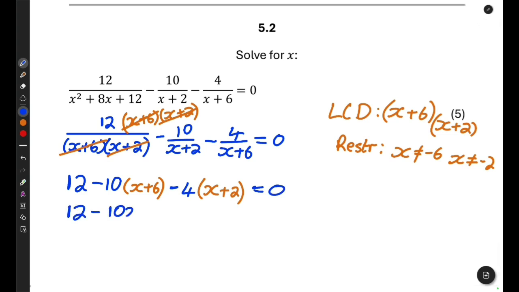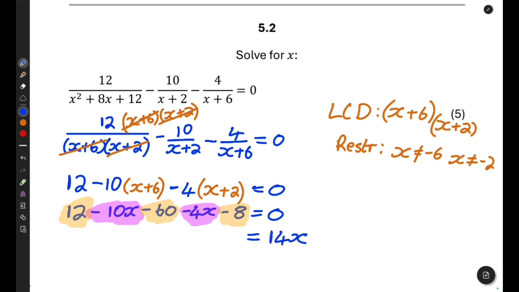So minus 10x minus 60 minus 4x minus 8 is equal to 0. Get the x's on one side. Both of them are negative, so I'm going to move them to the other side, and that will give me 14x. And then the other one, big numbers. And that is actually minus 56, and that is a multiple of 14. So if I divide, I am going to get minus 4. Now, I just need to check my restrictions, and luckily it's not one of them. So I am safe. That is the answer.